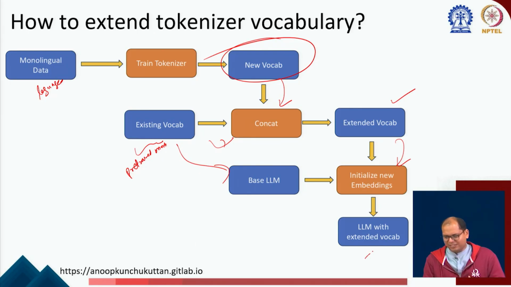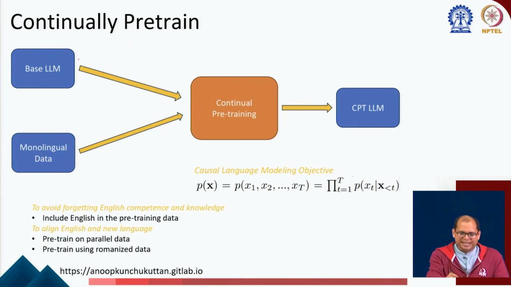So I have an LLM with extended vocabulary, but I do not know good embeddings for these tokens. So what I will do is take this base LLM that has already been pre-trained, along with some monolingual data in my new language, and do continual pre-training. Remember, with the extended vocabulary, right? And this is my continually pre-trained language model.